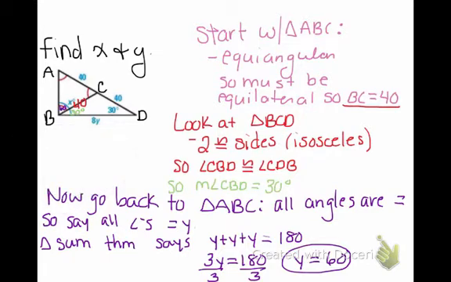Alright, so now our last step in order to figure out what x is going to be is using our angle addition postulate, because we know x is the measure of angle ABD. Our angle addition postulate says the measure of angle ABD is going to be the measure of angle ABC plus the measure of angle CBD. So we can set up our equation that says x equals the measure of angle ABC plus the measure of angle CBD.